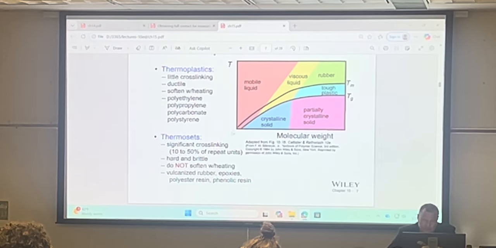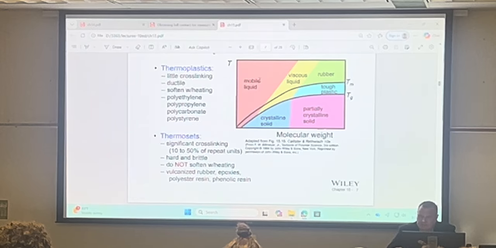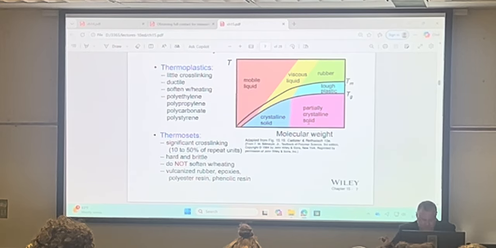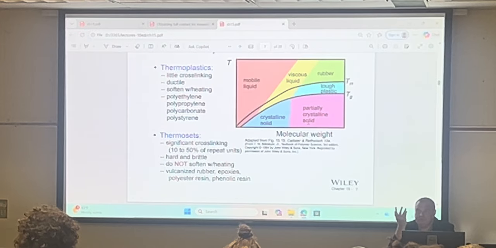So what we can do is we can look at the temperature versus molecular weight, where here it is liquid, then it turns into the viscous liquid, which can continue to be viscous past the melting temperature and past the glass transition temperature. And here's the rubbery region, tough plastics and partially crystalline solids. So depending on the combination of the temperature and the molecular weight, we get totally different response.